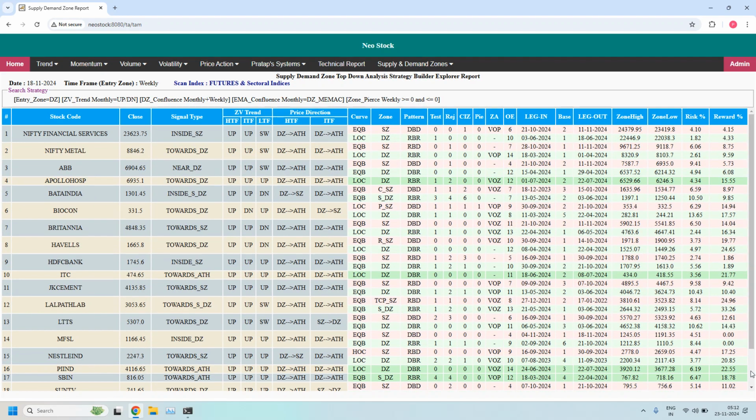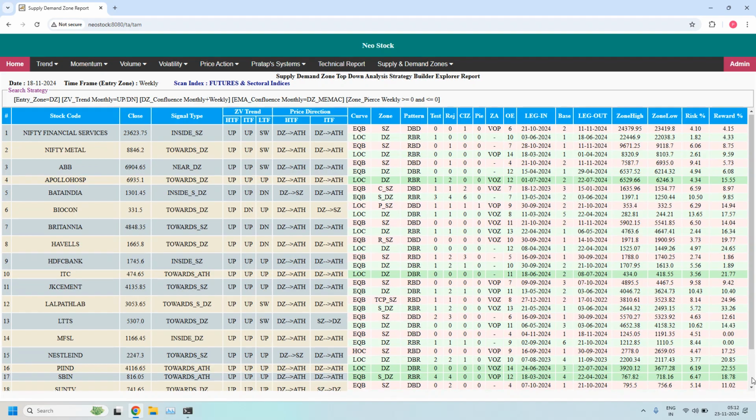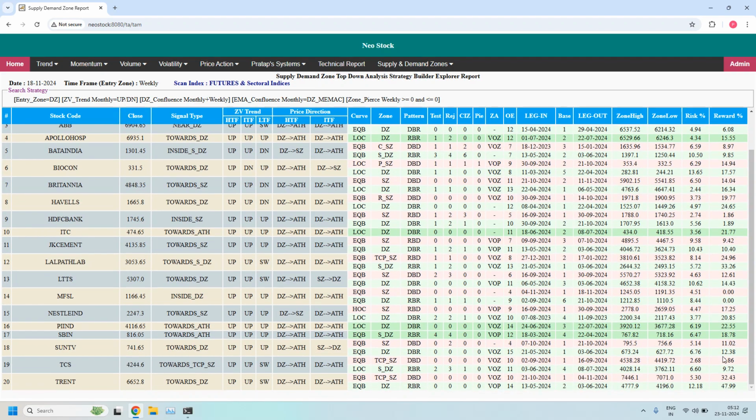These are the first 17 and remaining stocks. Total 20. So this is the way we can filter some kind of high probability related setups. Similarly, supply zones also let us look for.